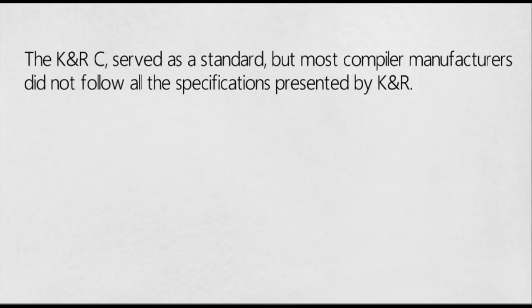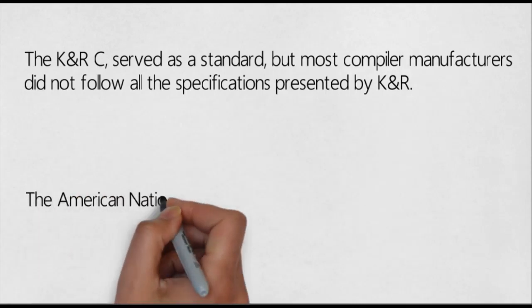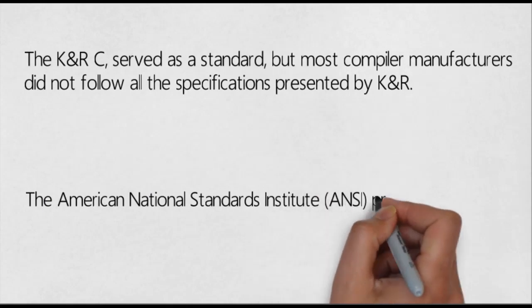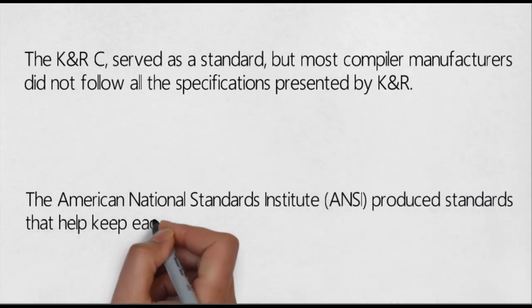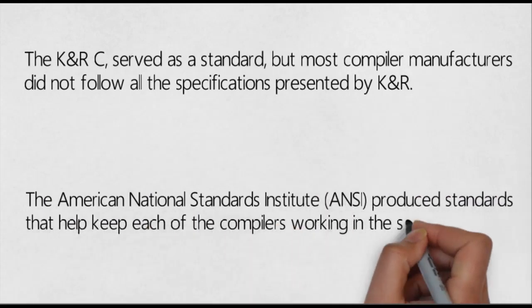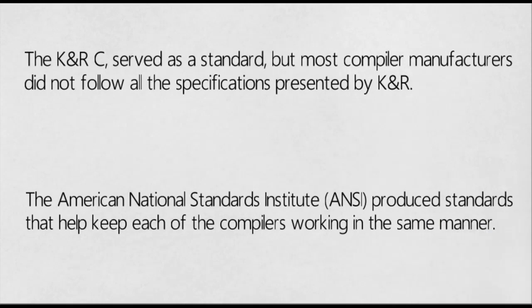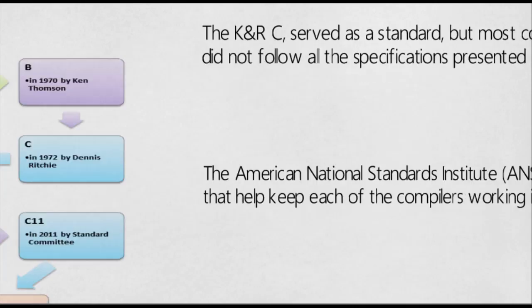As C became one of the most popular computer languages for programming small computers, the need for a true standard became apparent. The American National Standards Institute, ANSI, produced standards that help keep each of the compilers working in the same manner. These standards, which are very exacting, explain exactly what the language should do and what it should not.